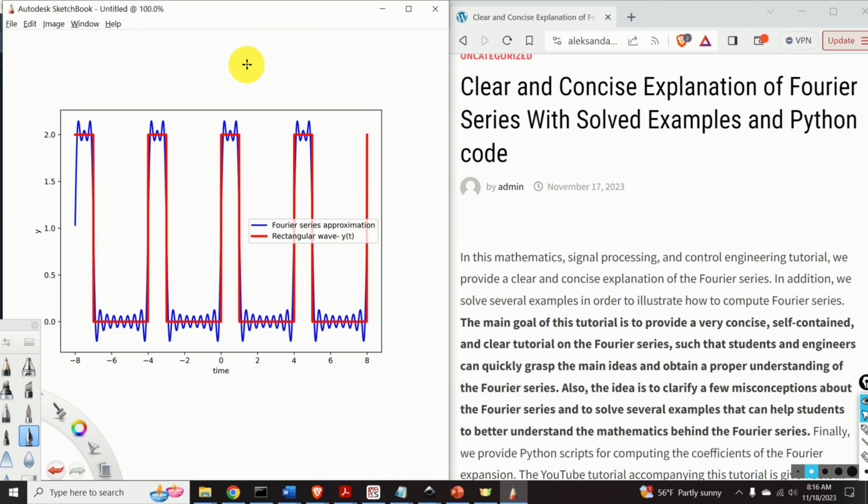The main goal of this tutorial is to provide a very concise, self-contained and clear tutorial on the Fourier series, such that students and engineers can quickly grasp the main ideas and obtain a proper understanding of the Fourier series. Also, the idea is to clarify a few misconceptions about the Fourier series and to solve several examples that can help students to better understand the mathematics behind the Fourier series.